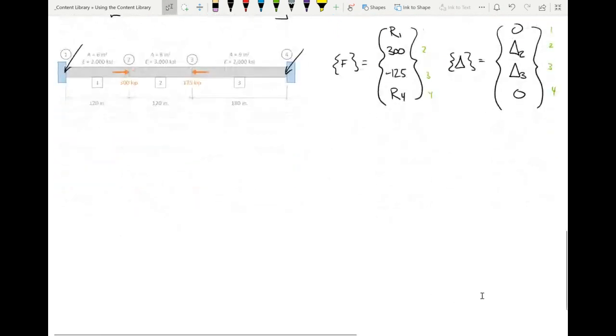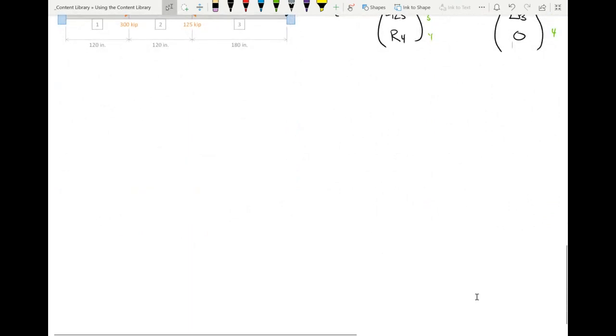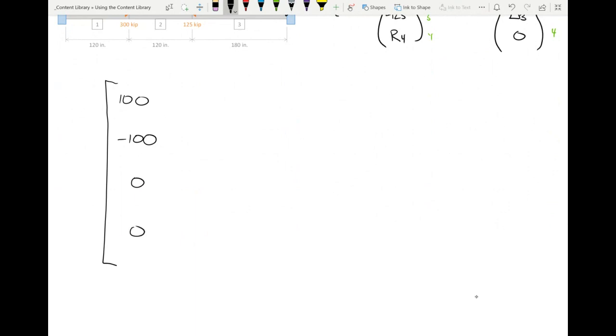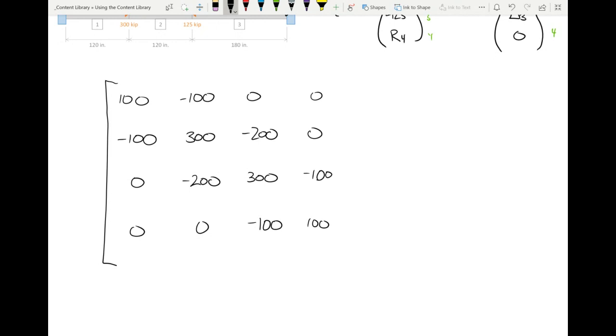So if I wanted to write the entire system out, remember, the entire system is K delta is F, right? That's the whole system. So we'd have 100, minus 100, 0, 0, minus 100, 300, minus 200, 0, 0, minus 200, 300, negative 100, 0, 0, minus 100, 100.